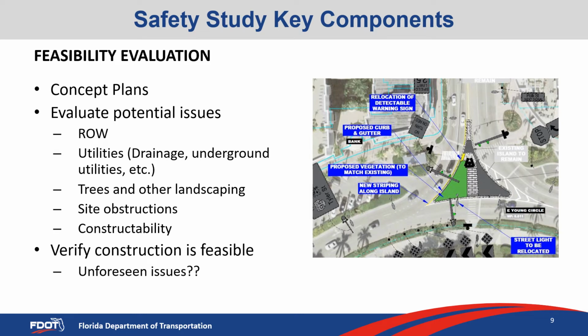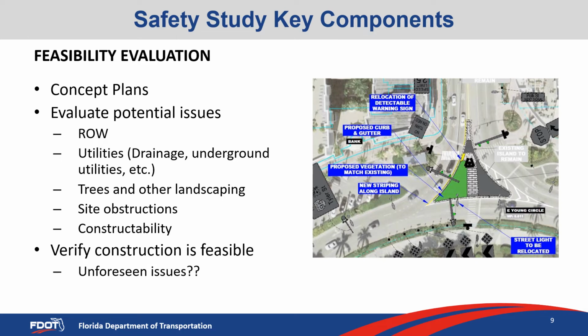Through the process, feasibility is critical. You've identified a crash concern. You've identified a very good project that could mitigate it. You have buy-in. Now it's making sure we can actually build the thing. So the way to go through feasibility evaluation is to develop a set of concept plans, and the general level of detail of a plan is shown here on the right, which was median modifications in Young's circle.